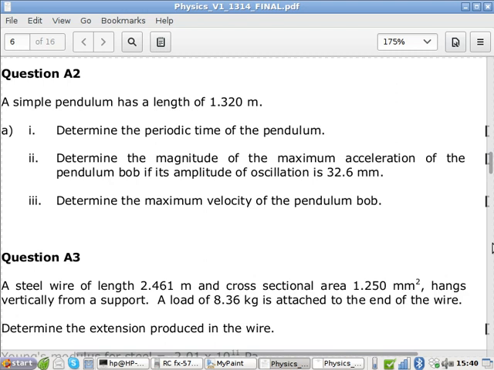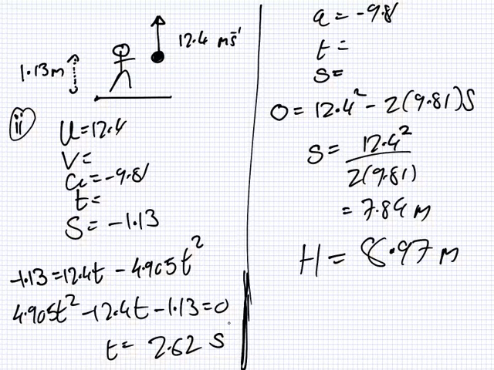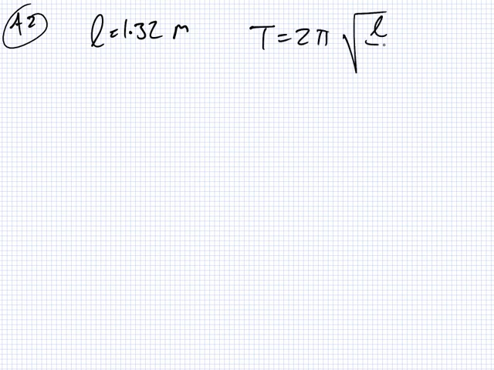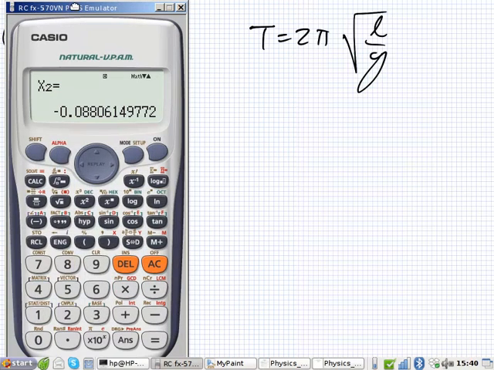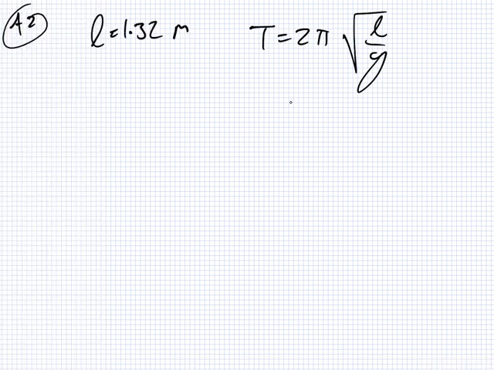Great. Okay, so here the pendulum's length is 1.32. And what do they want, the time? Well, that's just your usual 2 pi root L over g. Nothing unusual there. 2 pi root L over g gives 2.3 seconds. Okay, what's part 2?